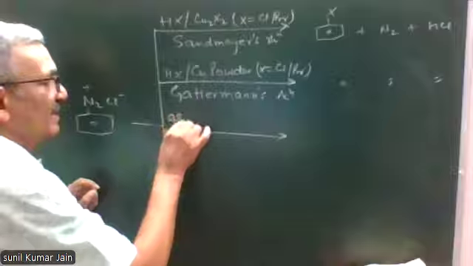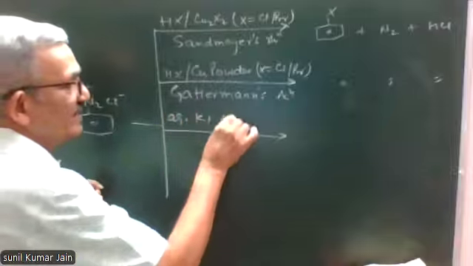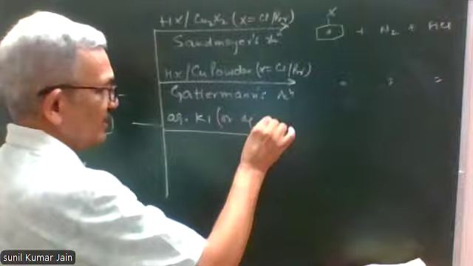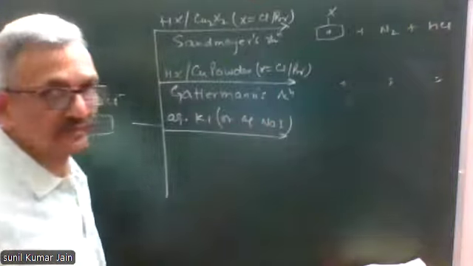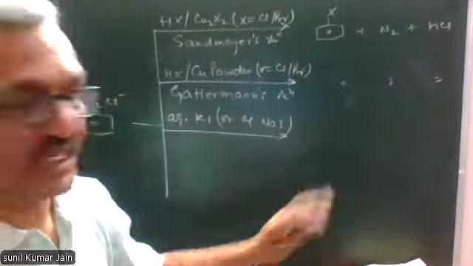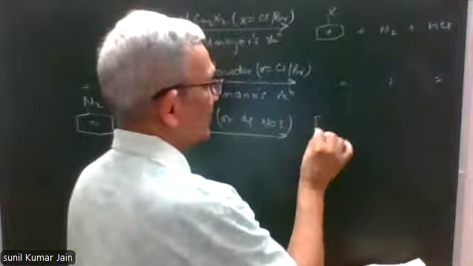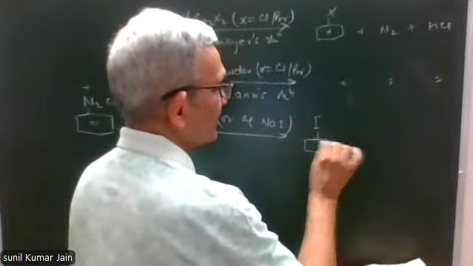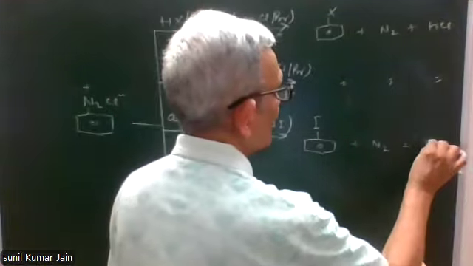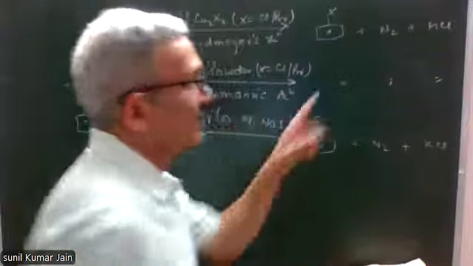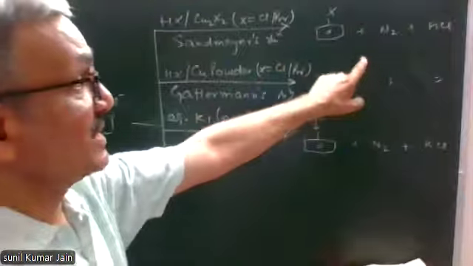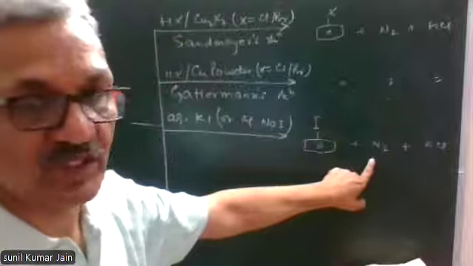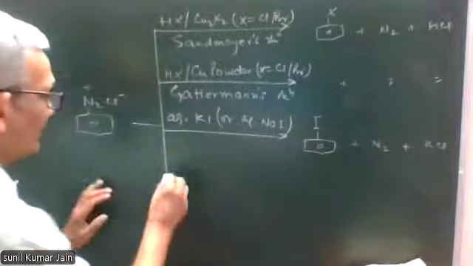Third is reaction with aqueous KI or aqueous sodium iodide. This is not a name reaction, and this will lead to the formation of the iodo product. In all these reactions, the first three methods, nitrogen will be one of the products. Last method.